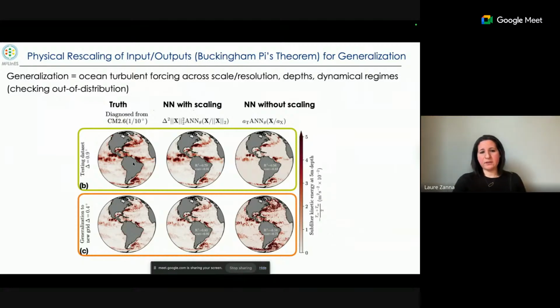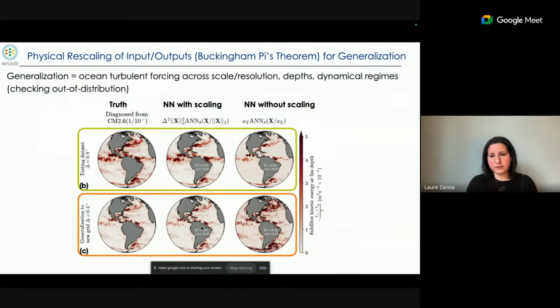But what's interesting is that if we try to translate our prediction into a model at a different resolution or a different target, so that would be the truth, that would be the prediction without retraining, right? And that's the one with the simple normalization. So overall, hopefully you can see that with the dynamical scaling, the generalization is much better than without it.